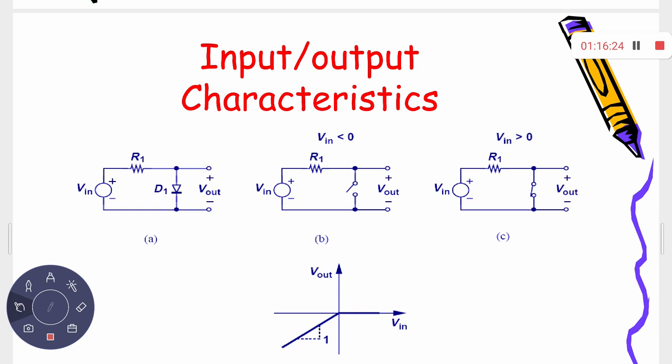Once again, this is grounded. If this voltage is greater than 0, you can expect that the diode will be on. If the diode is on, it will be short circuited. If not, then the diode will be open circuit. Now, if your VIN value is greater than 0, I am assuming it's an ideal diode. Then this diode is on. If the diode is on, what about the V out value?